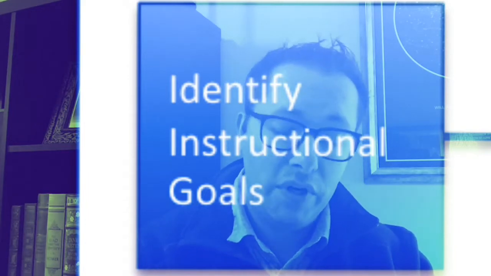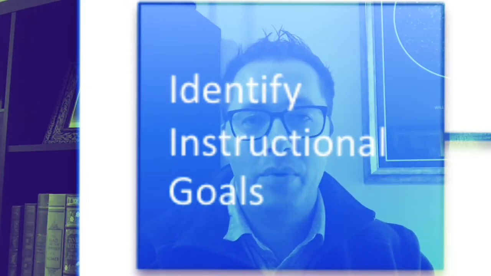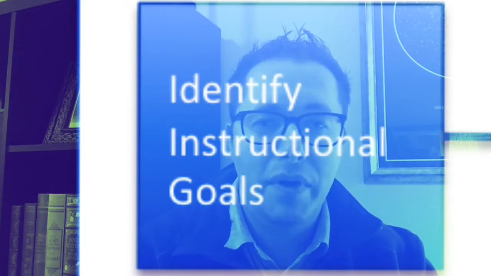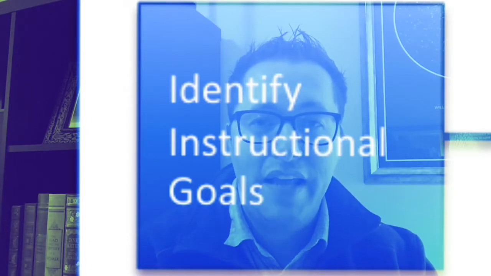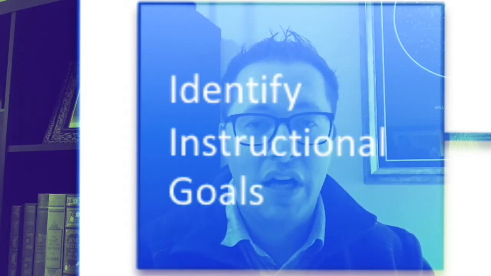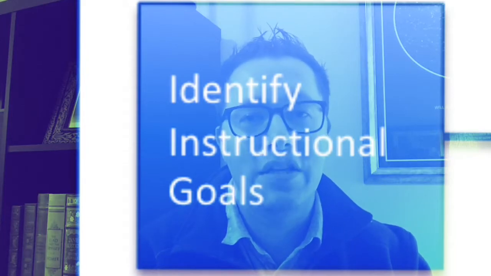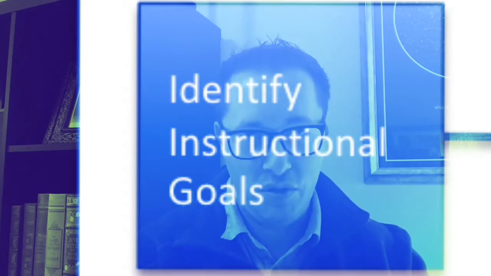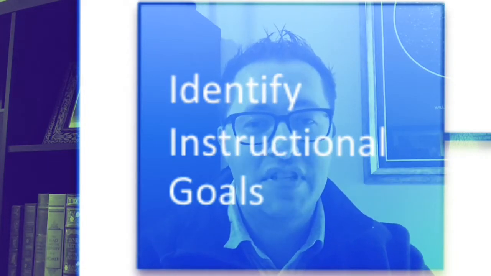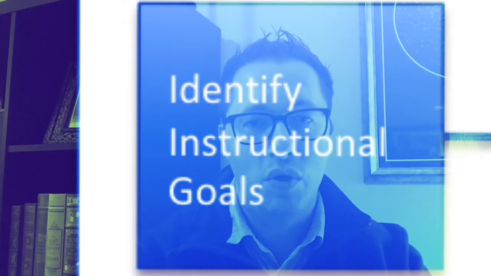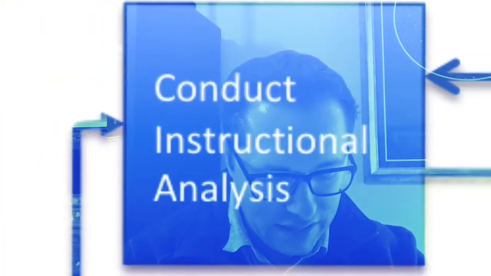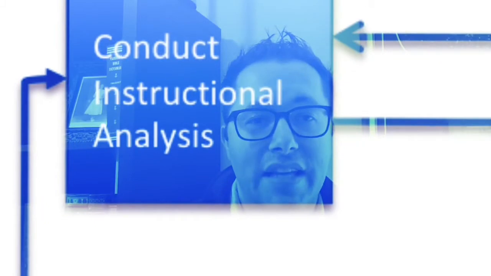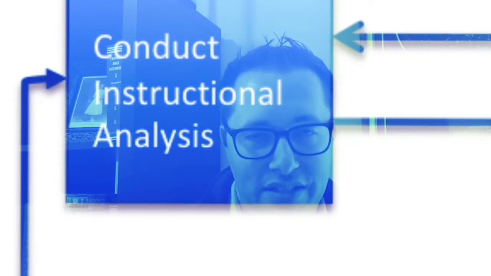So we're gonna walk through this whole entire process, and to do so, we're going to take something that I deal with as an analogy to kind of walk through. So as a music teacher, I want my students to learn all 12 major scales. So now that we have established that as an instructional goal, we need to move on to stage 2, and that is conducting an instructional analysis.